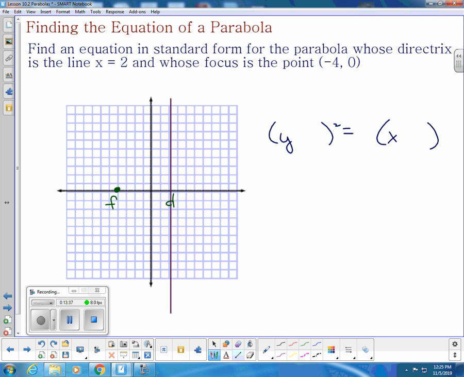That's my focal point. This is my directrix. What's right in between the focal point and the directrix? The vertex, right? So split the difference here. The distance between these two is 6, so it's 3 units. So that's my vertex. My vertex is -1, 0.